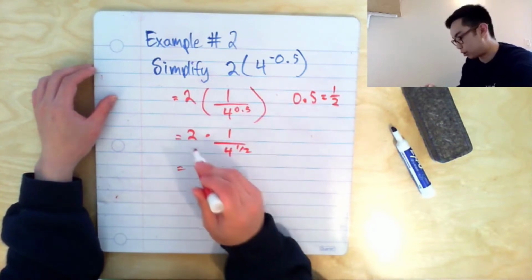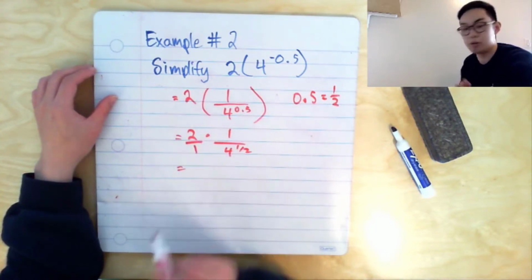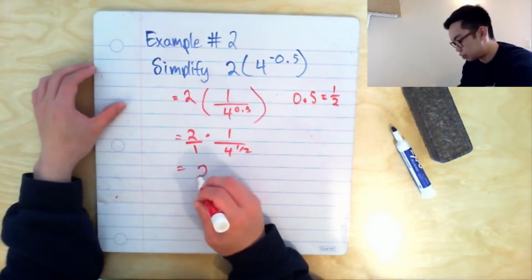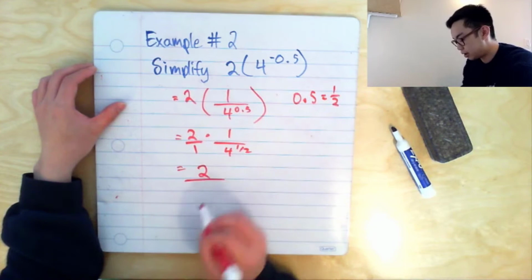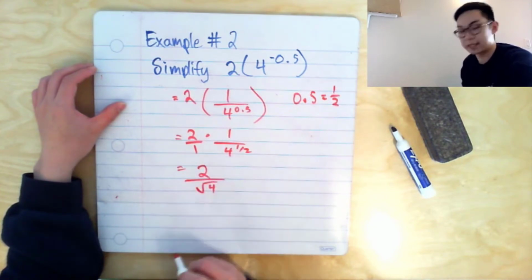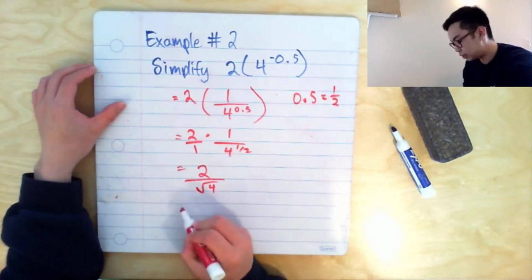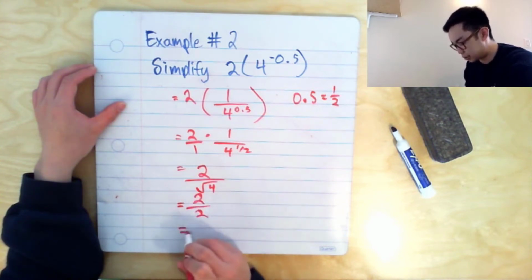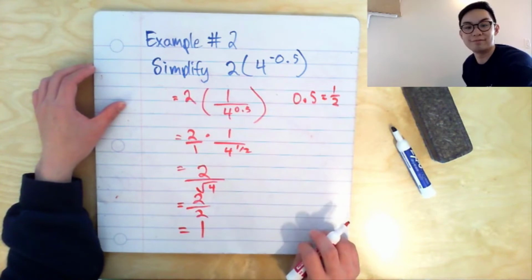Okay, the reason that works is that 2 is technically 2 over 1. All right, so I'm going to have 2 as my numerator and the square root of 4 as my denominator. Simplifying that, I get 2 over 2. And the answer to that is obviously 1.